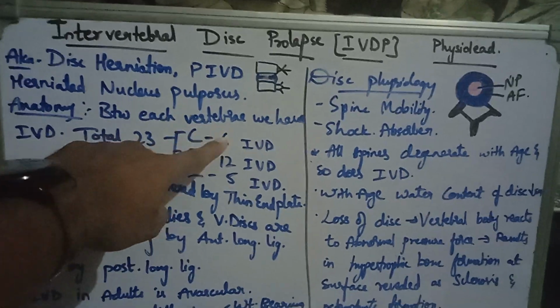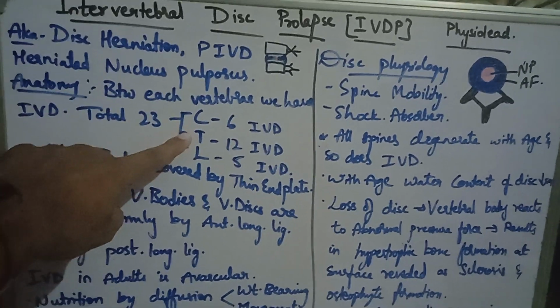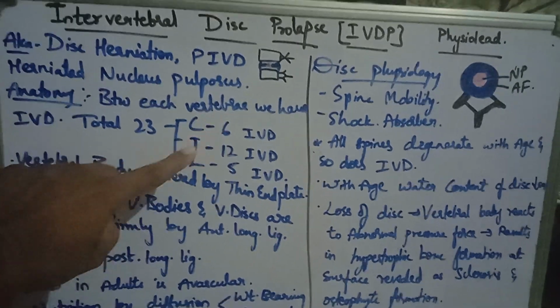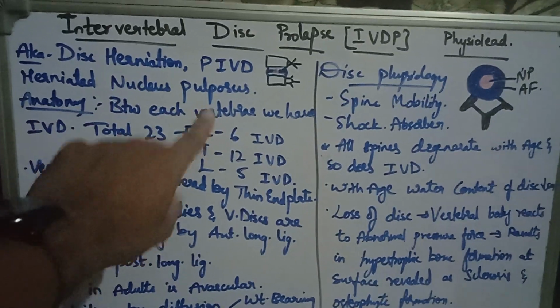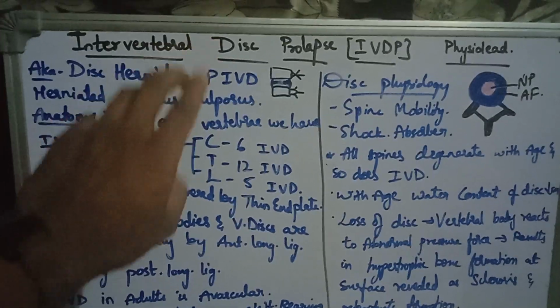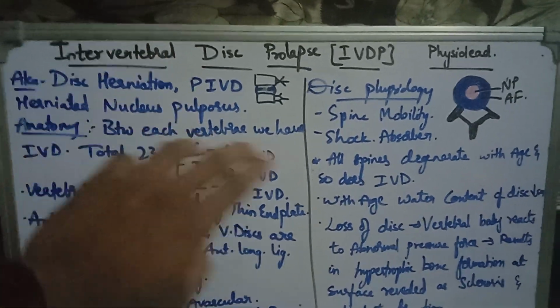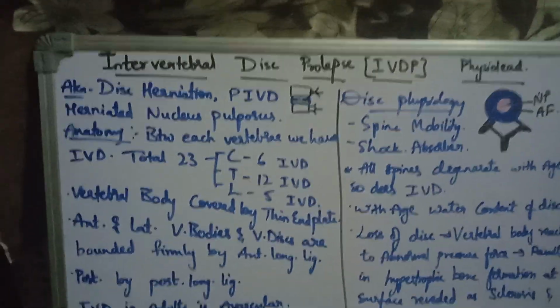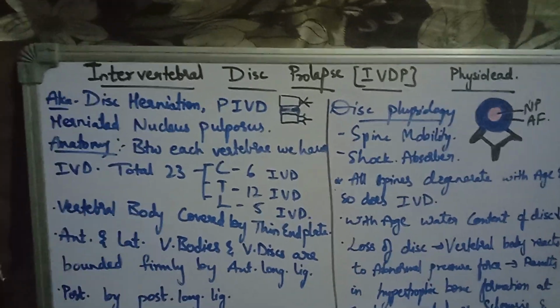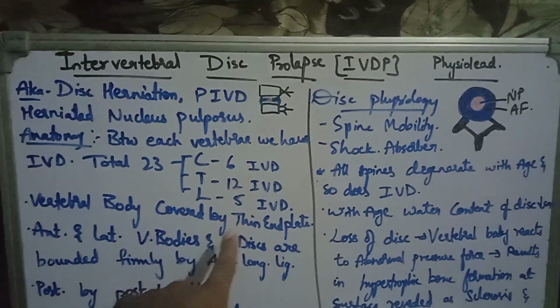In the cervical region we have 6 intervertebral discs, in the thoracic region we have 12, and in the lumbar region we have 5. In the cervical region we have 7 vertebrae, but at the atlantoaxial joint we don't have any vertebral disc. Next, the vertebral body is covered by a thin end plate.